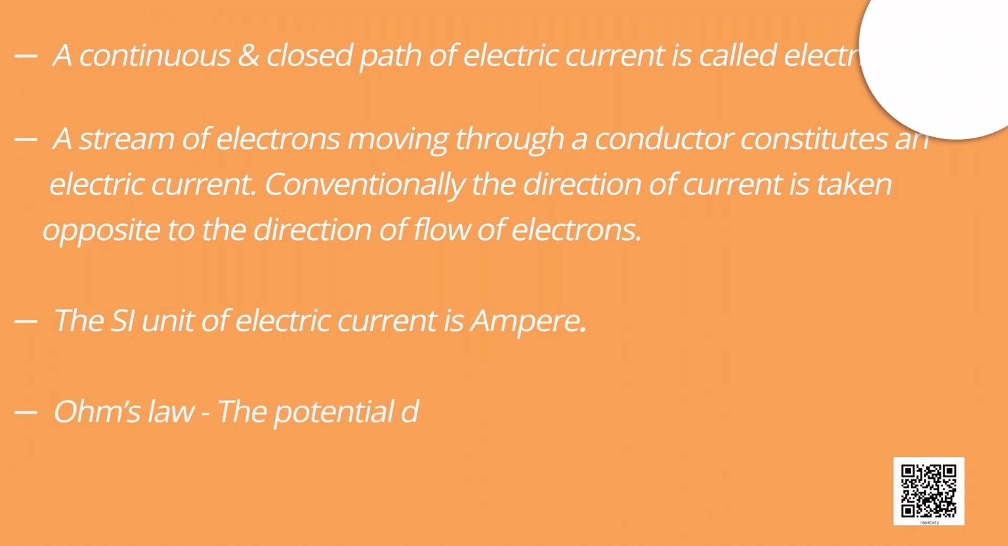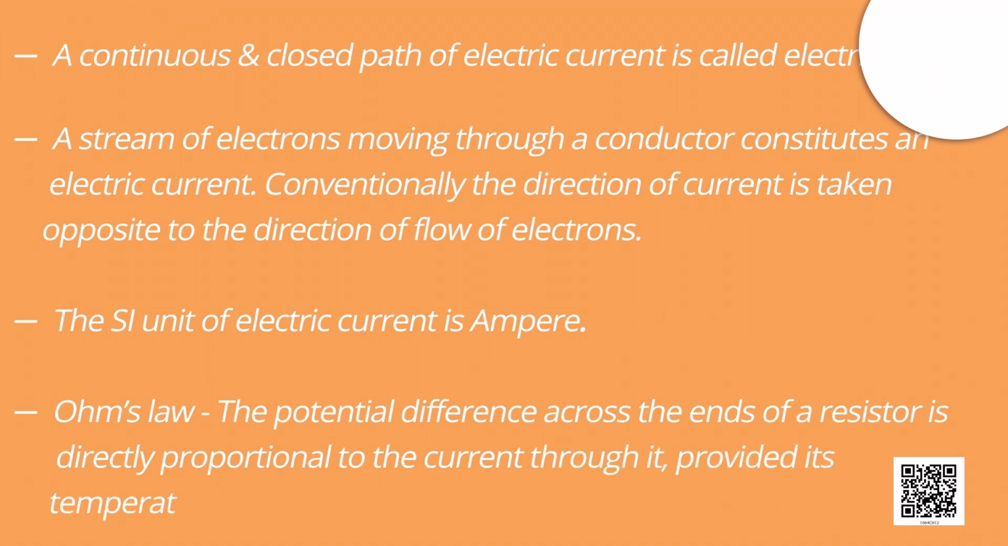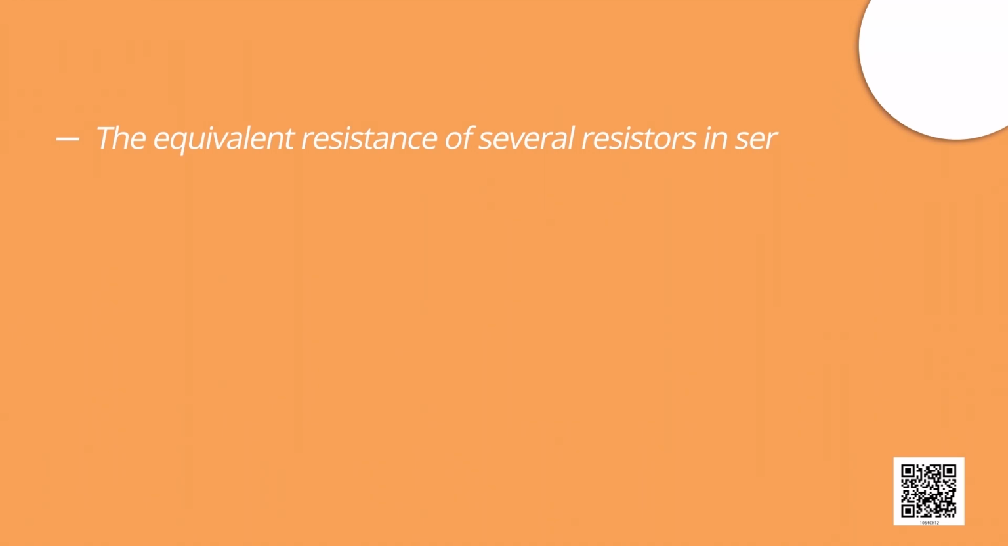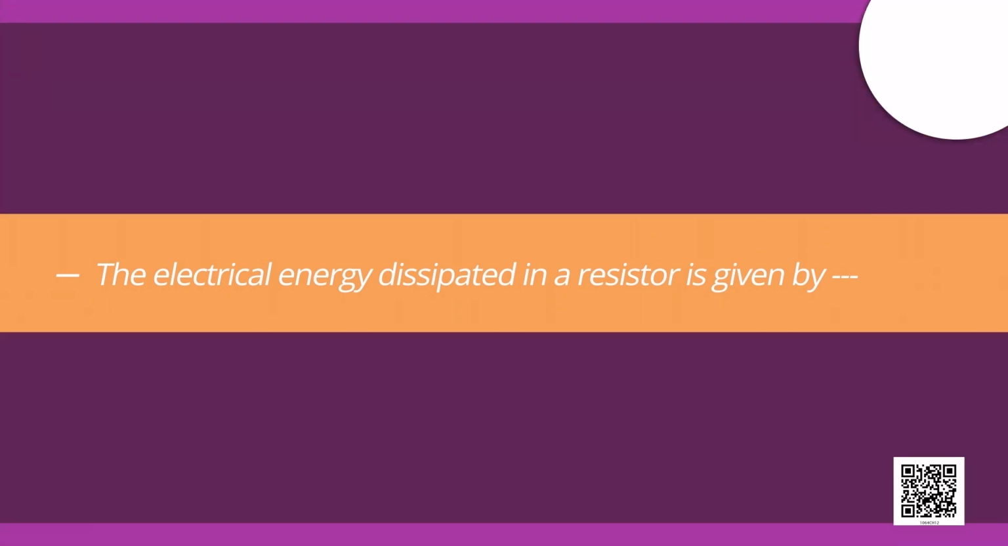Ohm's law: the potential difference across the ends of a resistor is directly proportional to the current through it, provided its temperature remains constant. The equivalent resistance of several resistors in series is equal to the sum of their individual resistances. The electrical energy dissipated in a resistor is given by W equal to V into I into T.